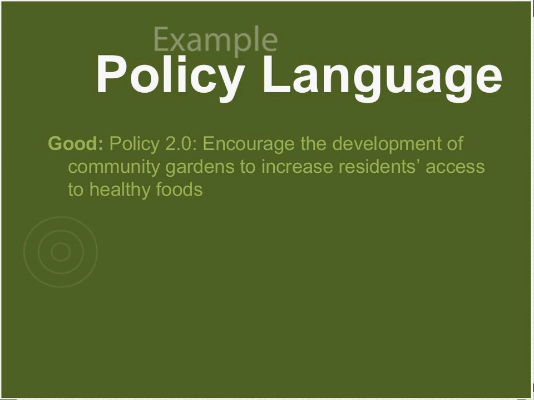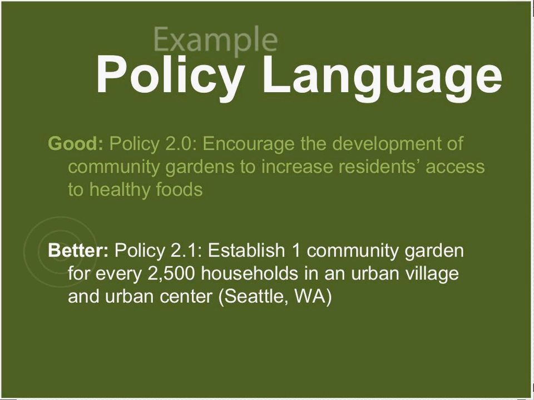I'll go through one other quick example, which is encourage the development of community gardens to increase residents' access to healthy foods. Again, this sounds like a great policy, kind of motherhood and apple pie. But a better policy would be, and this is an example that I pulled from Seattle, Washington, establish one community garden for every 2,500 households in urban village and urban center.